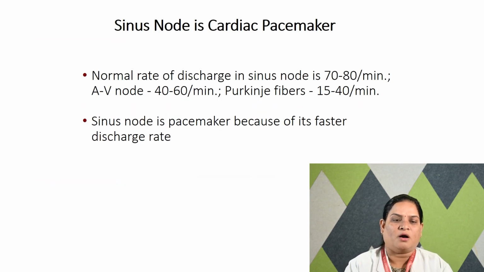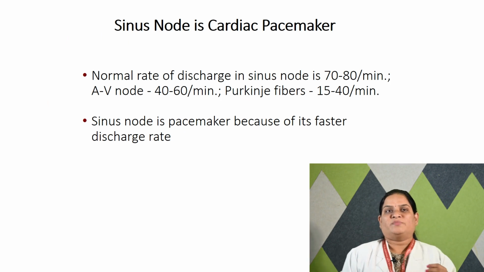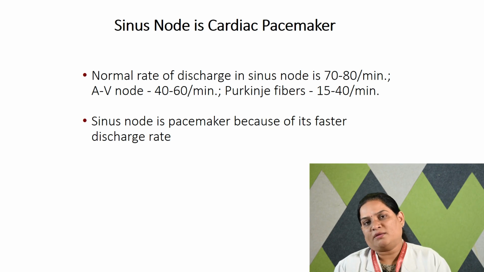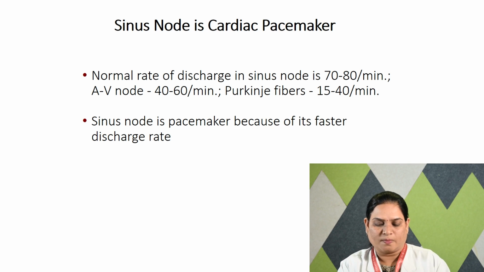The pacemaker of the human heart is the sinus node, because its rate of discharge, or impulse generation, is faster as compared to the other structures of the heart. In humans the pacemaker is the SA node, but in amphibians the pacemaker is the sinus venosus.